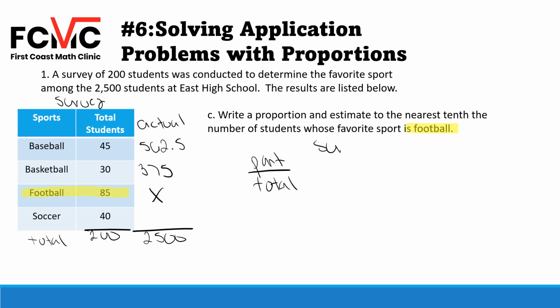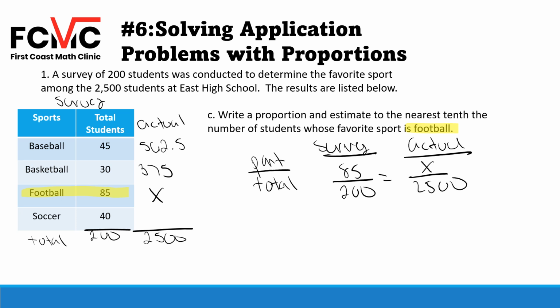So from our survey data, we can do 85 out of 200. And our actual, it's going to be x out of 2,500. So now we can cross multiply.